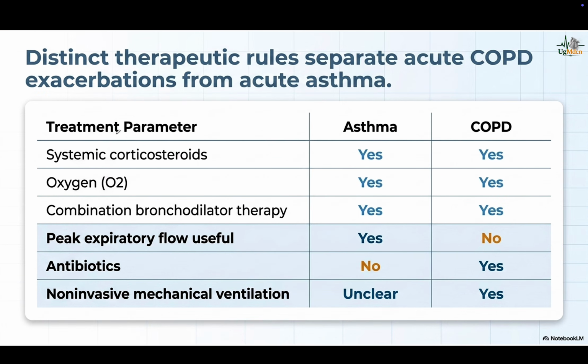Distinct therapeutic guidelines separate acute COPD exacerbations from acute asthma. On exams, distinguish them by treatment approach. Systemic corticosteroids, oxygen, and combination bronchodilator therapy remain the same for both. Unlike asthma, peak expiratory flow, PEF, is not useful for monitoring COPD. Conversely, antibiotics are indicated for COPD exacerbations, but typically not for asthma. And the role of non-invasive ventilation is unclear in asthma, but useful in COPD.